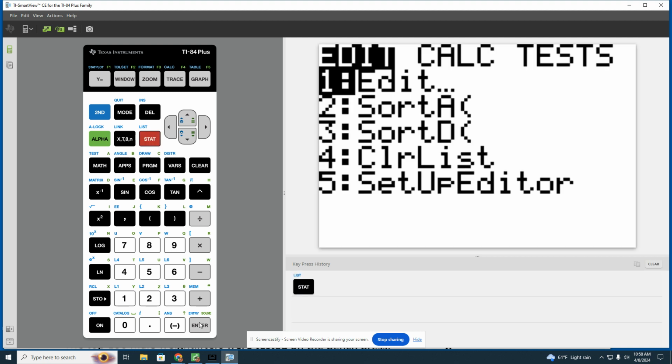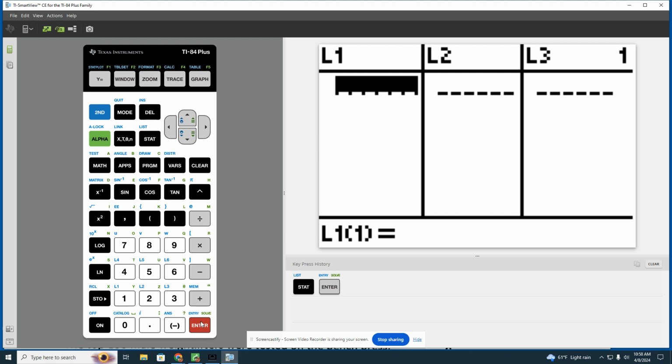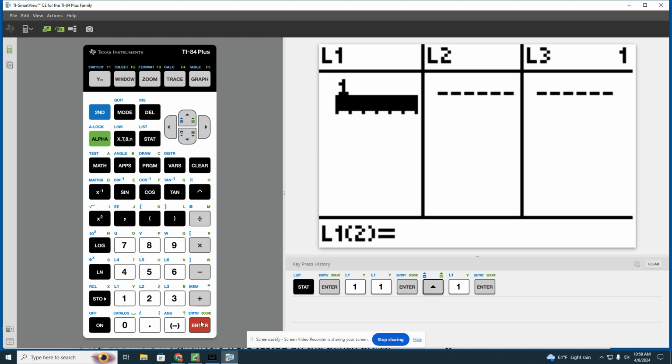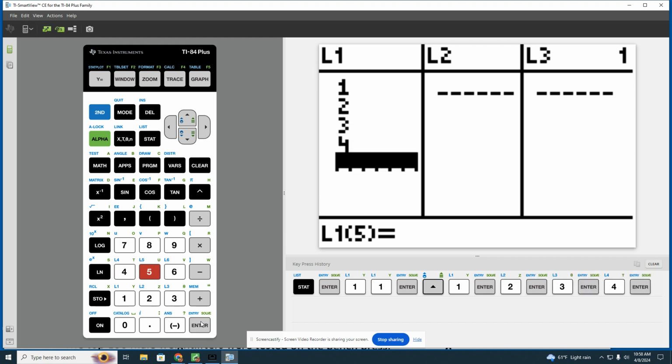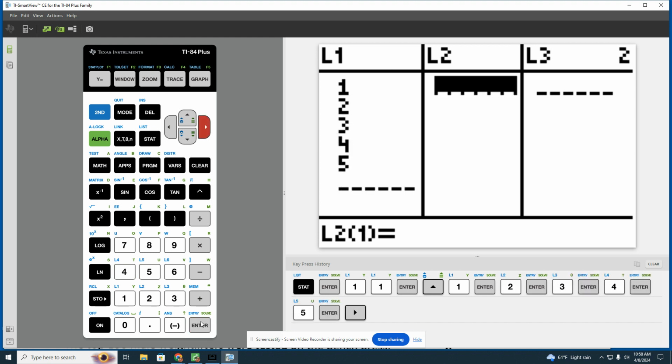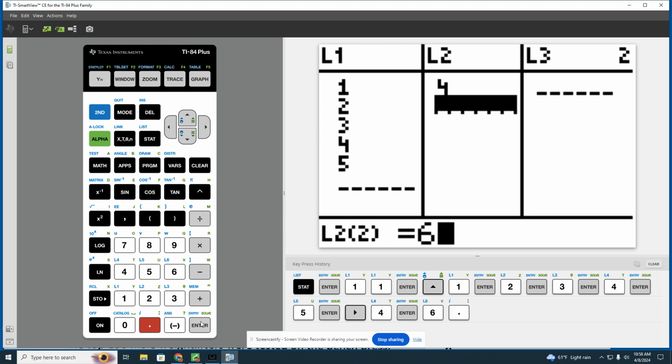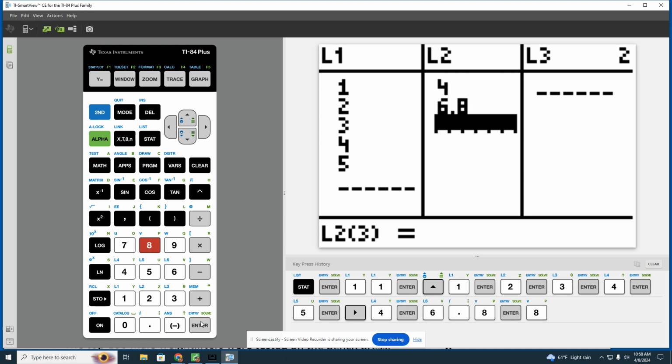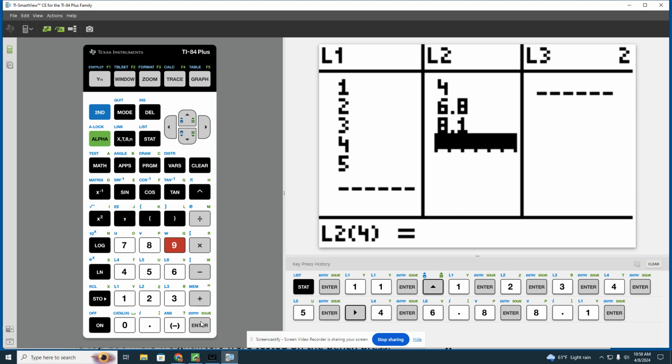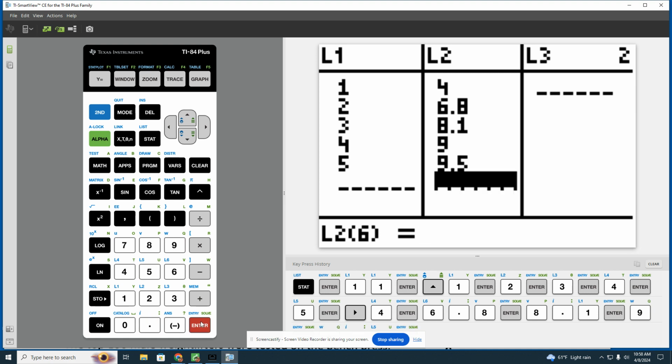Stat, edit. Here we go. 1, not 11, Brad. 1, 2, 3, 4, 5. You'll get to enter them just like you are getting to enter these. 4, 6.8, 8.1, 9, and 9.5.